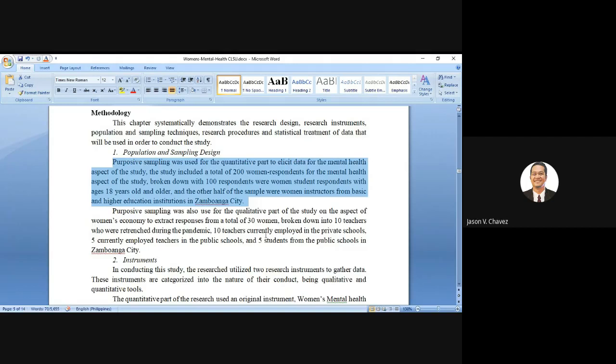So in this case, it's about mental health, right? You have there already, the study included 200 women respondents, etc. So you have to break them down, and you have to mention figures. In some instances, you also do a table, a table for your population, specifically if you're doing stratified sampling.